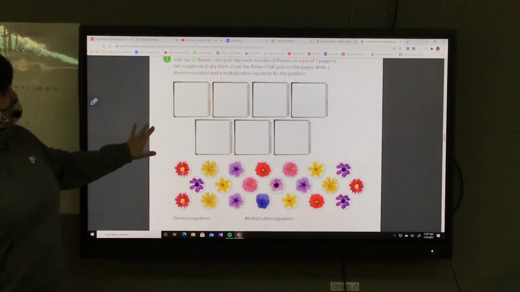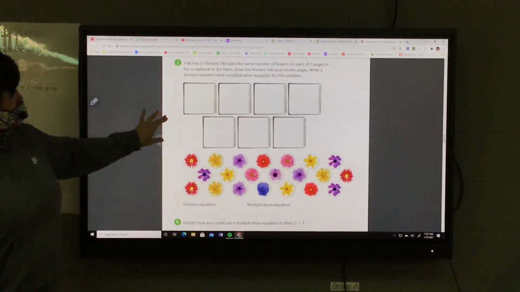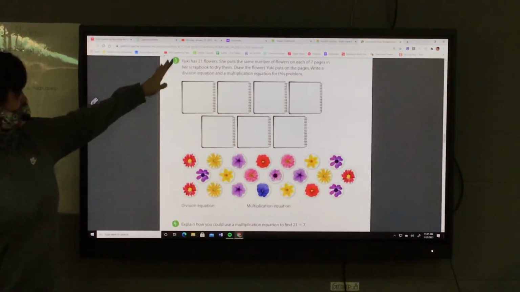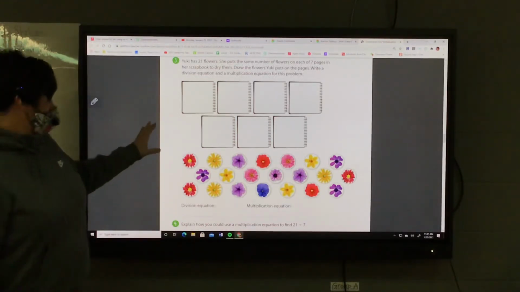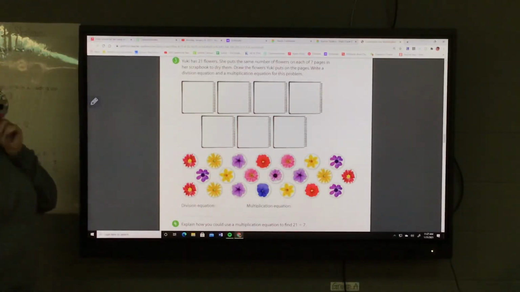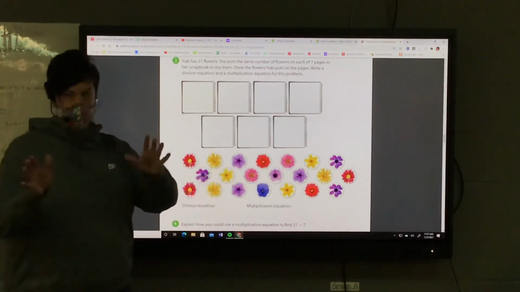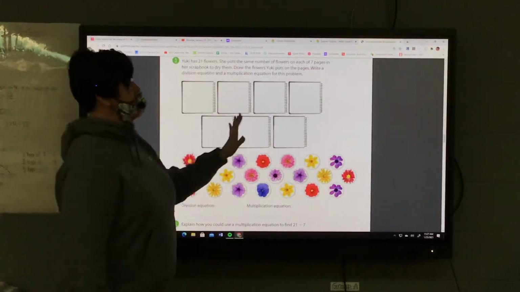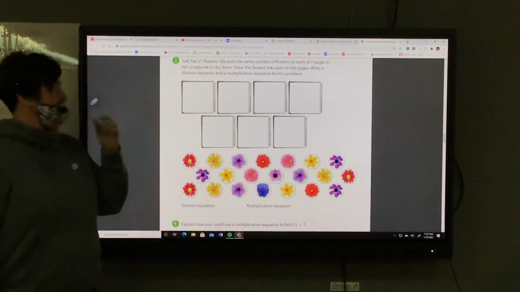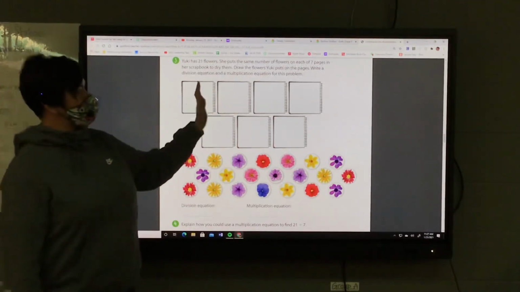Oh, more scrapbook stuff. I'm going to make it smaller so that we can keep it all there. Yuki has 21 flowers. How many flowers are down here? 21. She puts the same number of flowers on each of the 7 pages in her scrapbook to dry them. Draw the flowers Yuki puts on the pages.